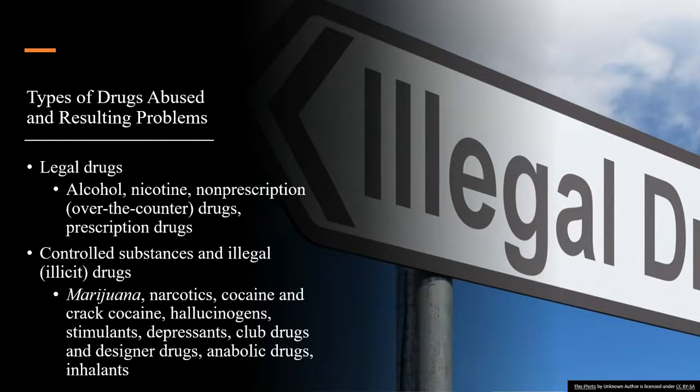So there are basically two types of drugs out there. You have legal drugs and controlled substances, and illegal drugs. Legal drugs are alcohol, nicotine, over-the-counter drugs and prescription drugs, whereas illegal drugs are, so you see I have marijuana here in italics, and it's because, as I know, it is legal now in Illinois. However, federally, marijuana is still an illegal substance. Other illegal drugs are narcotics, cocaine, crack, hallucinogens, stimulants, depressants, blood drugs, designer drugs. Anabolic drugs would be things like steroids, and inhalants.